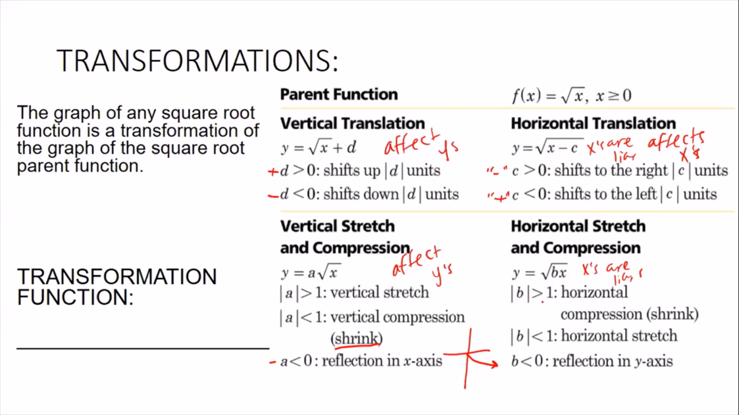So if the absolute value of B is greater than 1, it's a horizontal compression because I'm dividing the x values. If the absolute value of B is less than 1, it's a horizontal stretch. And again, this is affecting our x values.